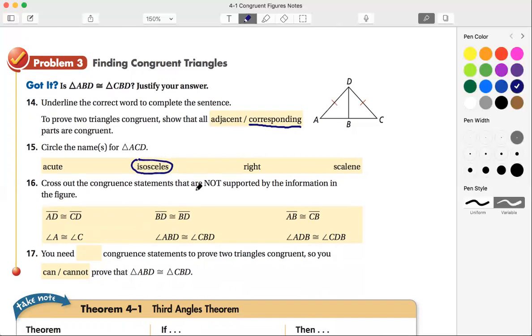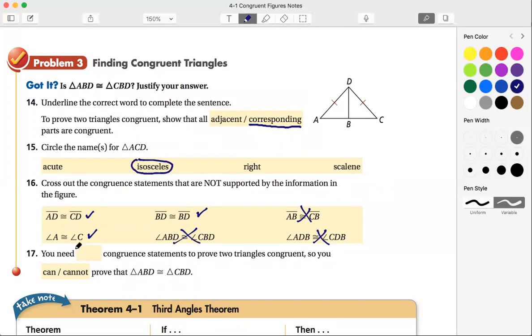All right, cross out the congruent statements that are not supported by the information above. Okay, so the picture tells us AD is congruent to CD. Base angles must be congruent, so angle A must be congruent to angle C. So that's true and that's true. We know a segment is congruent to itself by the reflexivity property. We were not told angle ABD was congruent to angle CBD, so that's not told to us. We were not told AB was congruent to CB. We were not told angle ADB was congruent to angle CDB.